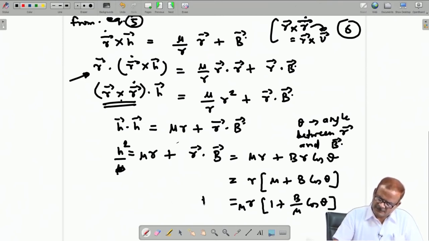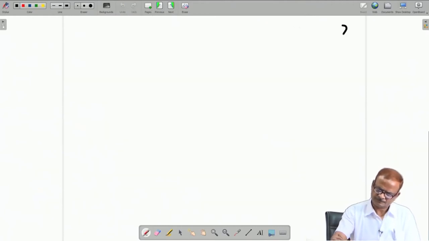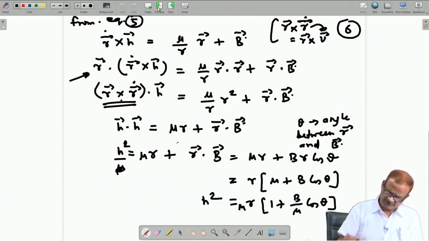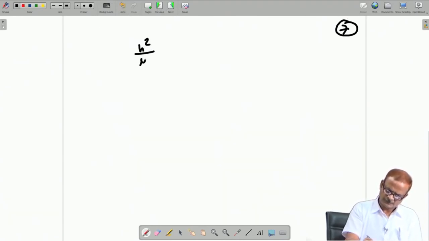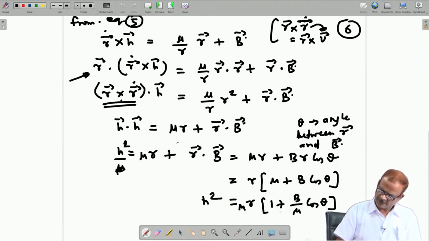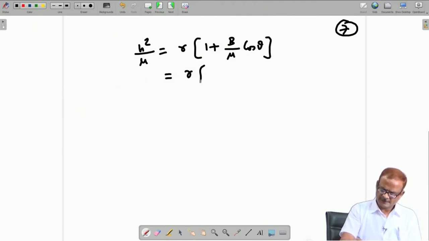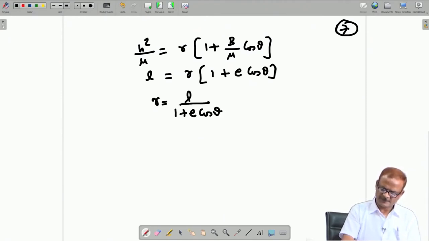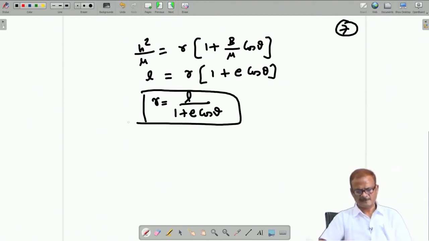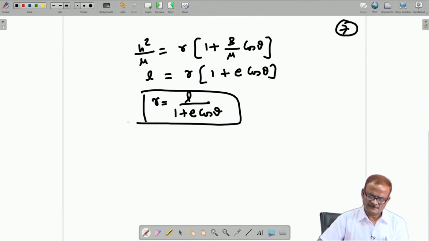On the left hand side we will have h square. So, this equation can be written as h square divided by mu equal to r times 1 plus b by mu cos theta. And suppose we write b by mu as e, and h square by mu as l. So, what we get here is the expression for the conic section. So, you can see that the same problem can be worked out in numerous ways in space flight mechanics. This is the beauty of the basic mechanics, very interesting subject.